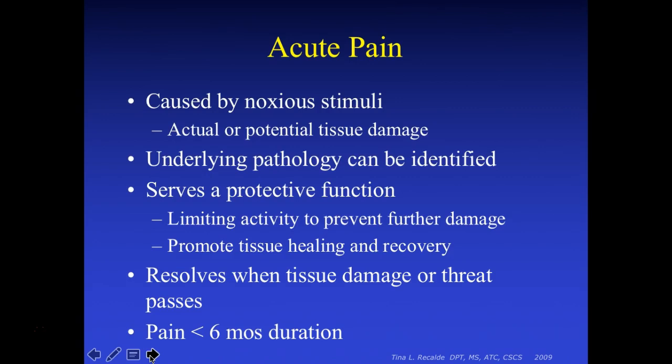Like when you put your finger over the stove, or you're out at a campfire and you feel that heat, you pull your hand away in that protective way because you feel that heat and that burning and that kind of pain, and it helps protect you. It helps promote tissue healing and recovery. It usually resolves once that tissue damage or threat passes. And it usually lasts less than 6 months in duration, and I would say probably more like 3 months in most cases. There are some types of injuries and post-op surgeries where the normal healing will take about 6 months, so this is why we have this range of less than 6 months duration for acute pain.